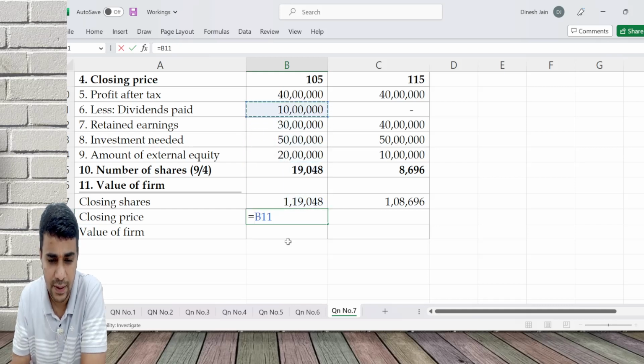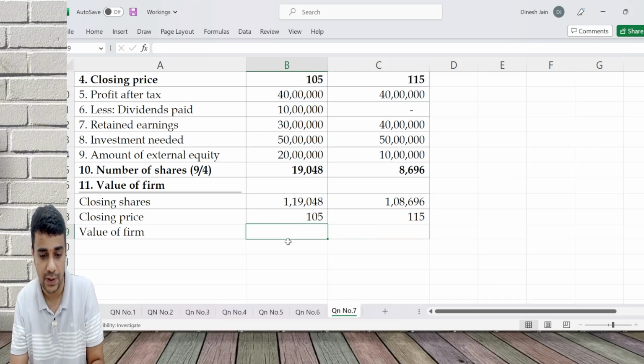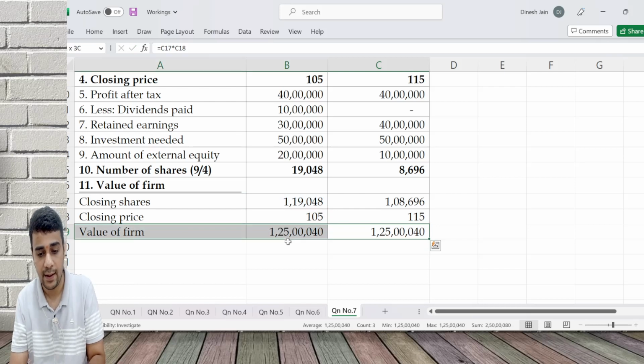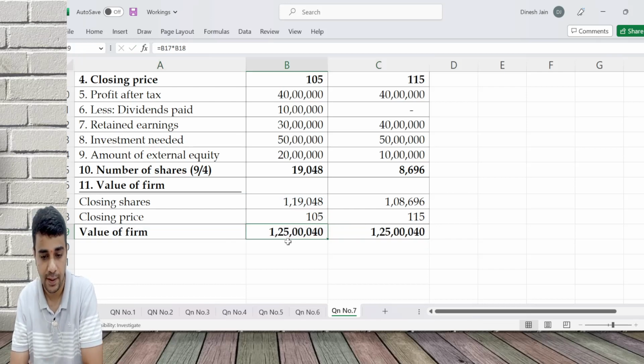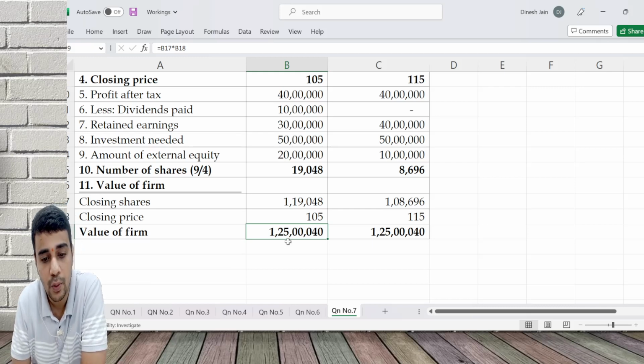Value will approximately remain same. Some rounding difference will be there because we rounded off the number of shares. If I multiply, 1 crore 25 lakh. Okay, in fact, it's exactly same. It should have been exactly 1 crore 25 lakhs. It turns out to be 1 crore 25 lakh 40 and 1 crore 25 lakh 40. That's rounding off which we did.